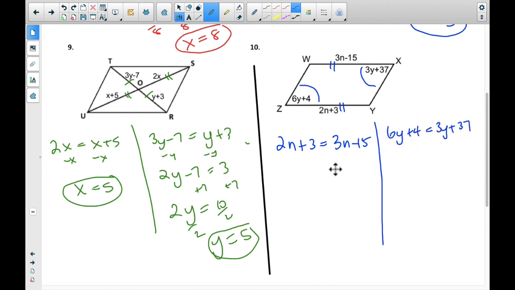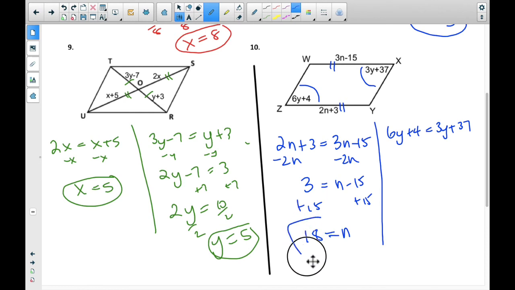So now I'm going to go through and solve. I'm going to go backwards on this one. I don't like getting negatives, so I'm going to go this way. So I'm going to subtract 2n from both sides. So that gives me 3n minus 2n is 1n. I'm going to add my 15 to both sides, and I get n equals 18.